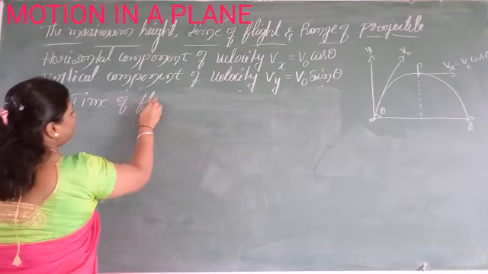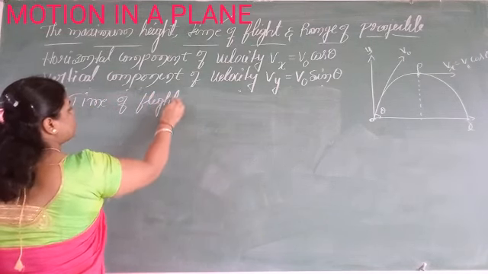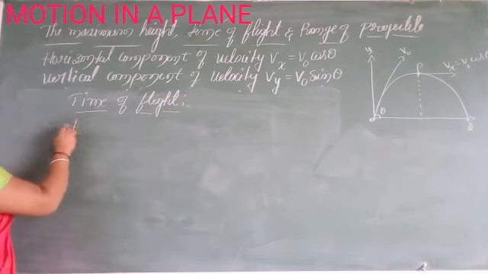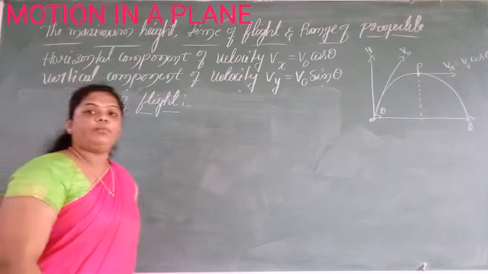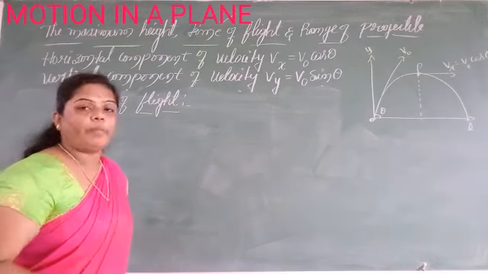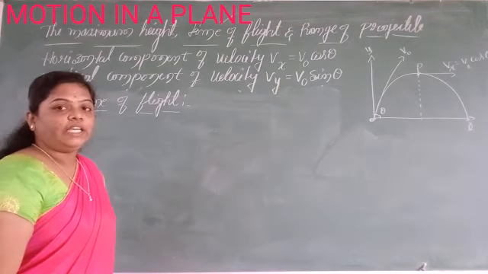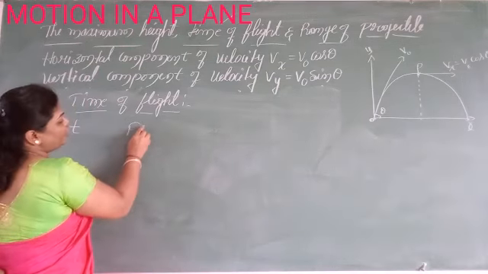Time of flight. So let T be the time taken by the projectile to reach the maximum height. That is the time of ascent. See here for vertical motion.